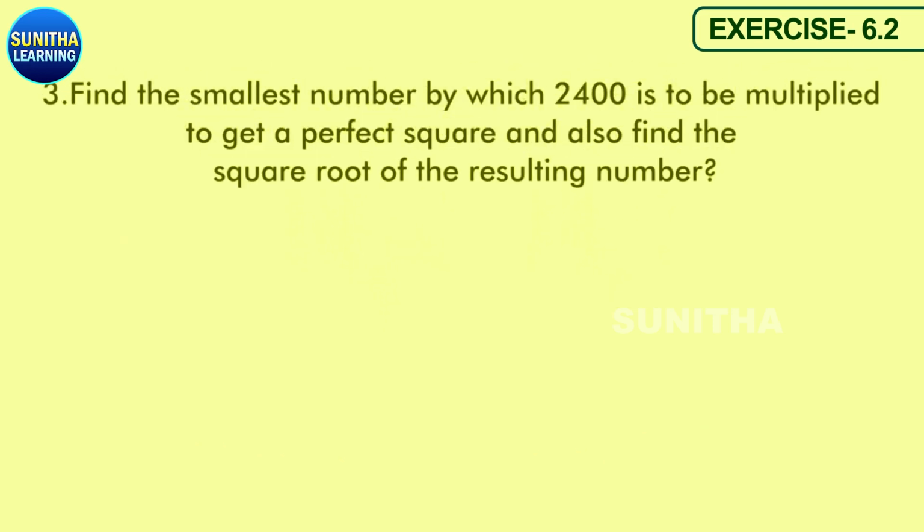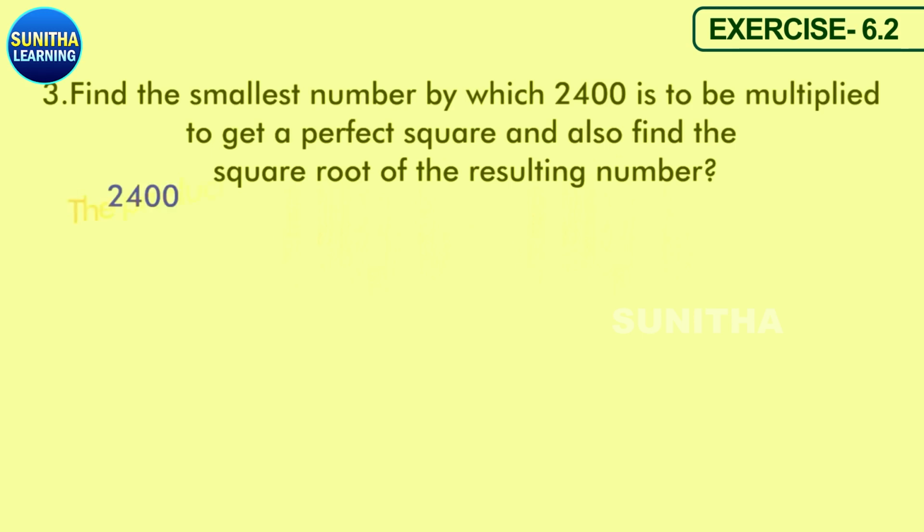Now let us see the next one, that is the third one. Let us read the question now. Find the smallest number by which 2400 is to be multiplied to get a perfect square, and also find the square root of the resulting number. Up to 2400 we did in the second problem, similarly. But what is extra here? Find the square root of the resulting number, that we have to do here.